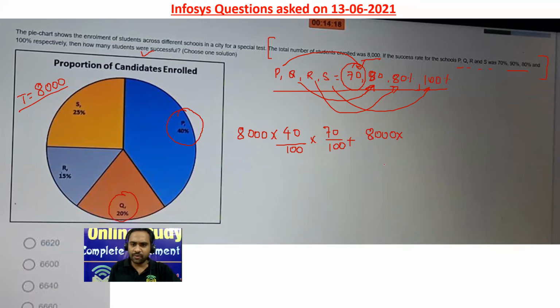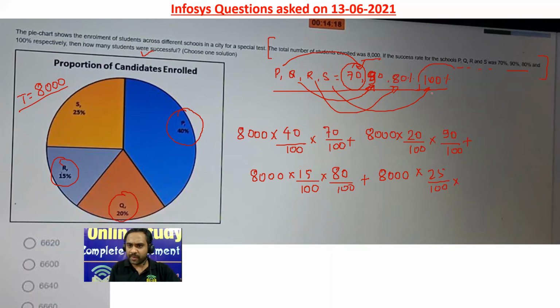Then from Q, how many enrolled? 20% only enrolled. And how many were successful? It is nothing but 90%. Done. Then from R, total is 8,000, and only 15% are enrolled. How many successful? 80%, so 80 by 100. Then again from S, total is 8,000. From S, 25 by 100 into. Now how many are successful? It is nothing but 100%.